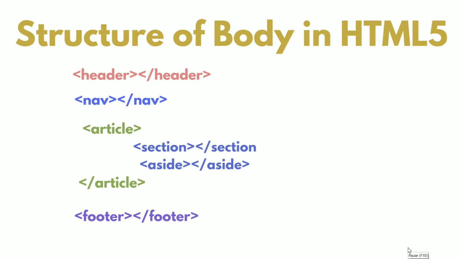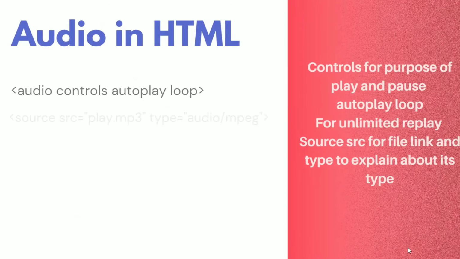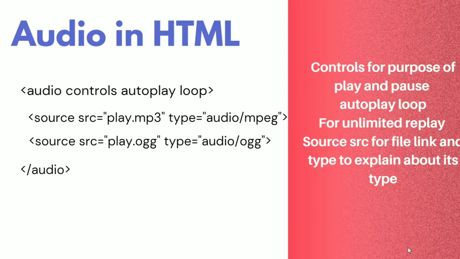Now we discuss how to add audio in HTML5. For that we have tags. Which tag? We have the audio tag, and we have the source attribute with the file name, and we have controls, as well as autoplay and loop, and we connect them together to see how the audio works.